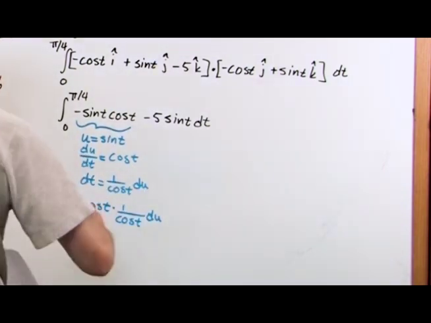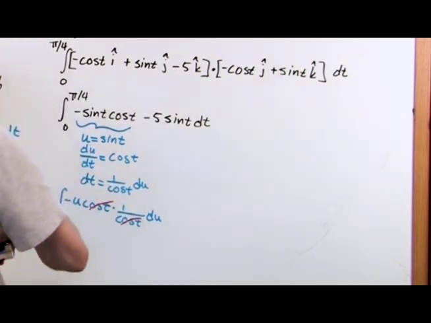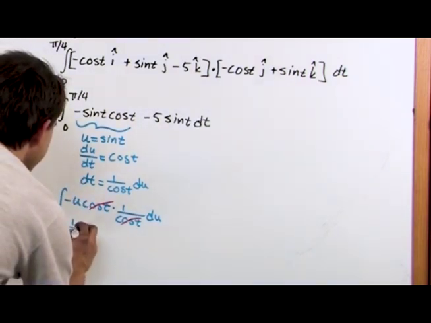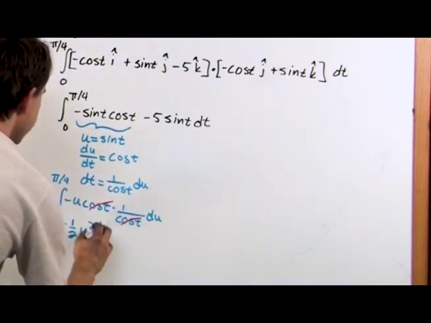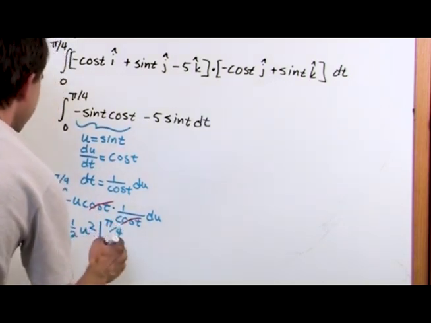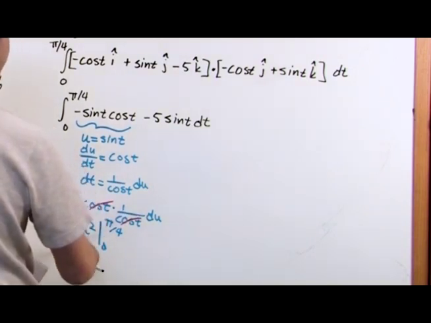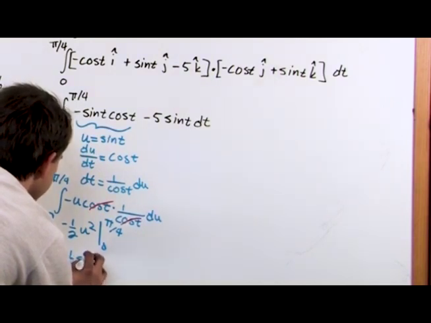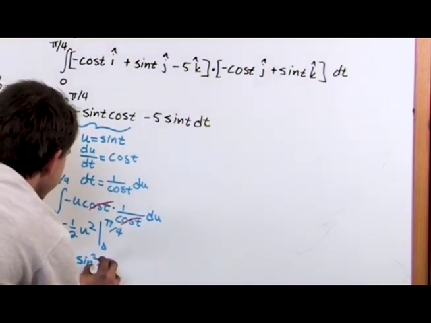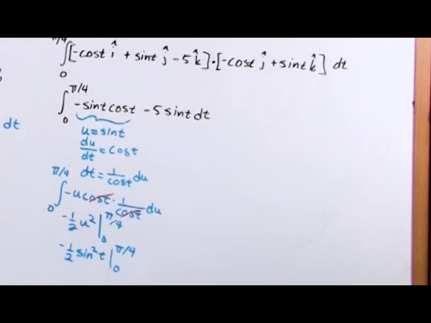So what I've done is the cosine cancels, okay? The cosine cancels, and integration of u is going to be pretty simple. That's going to be negative 1/2 u squared. This integral is from 0 to pi over 4, but I can't plug it in yet because it's all in terms of u. So let me plug in what I know for u. U was defined up here to be sine, so it's negative 1/2 sine squared of t from 0 to pi over 4. Okay? So what does this come out to be?